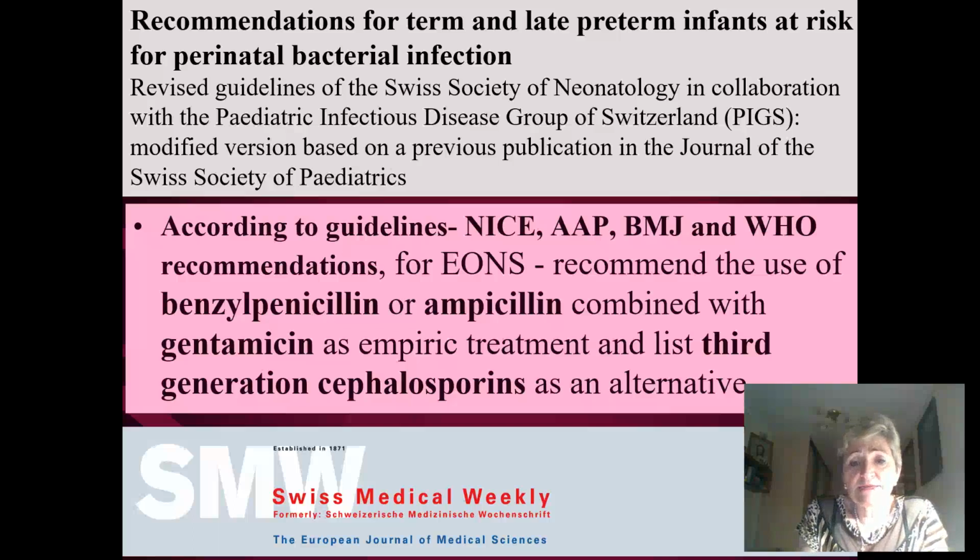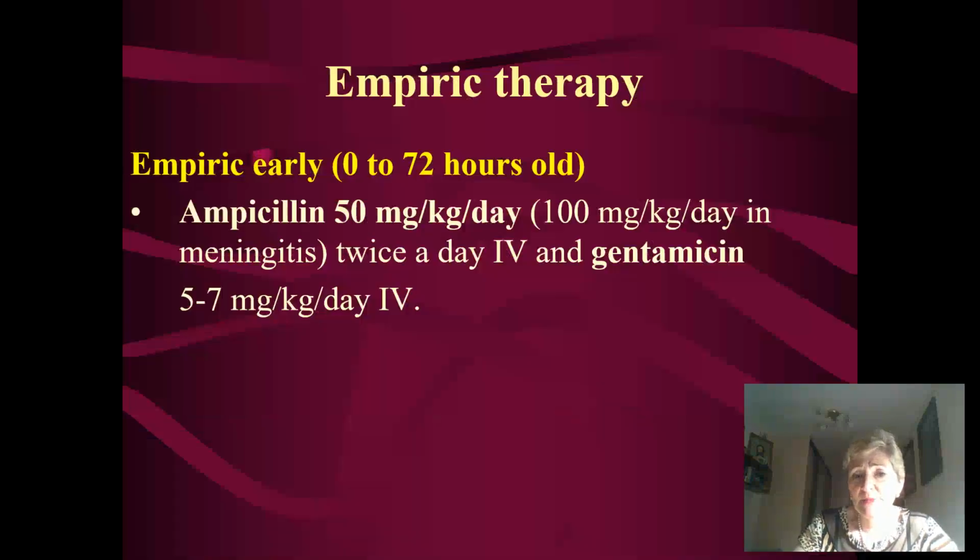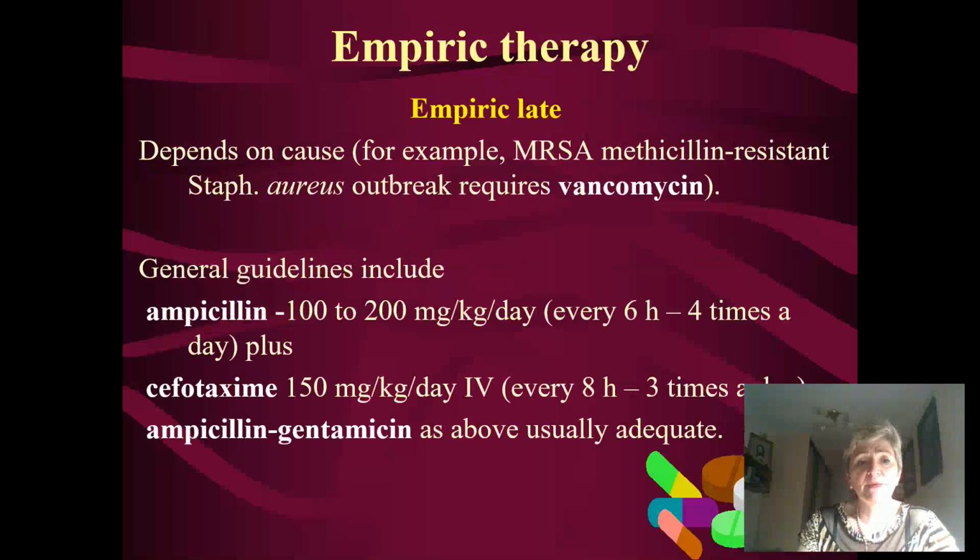According to different guidelines, NICE guidelines, the American Academy of Pediatrics, and the British Medical Journal, and according to the World Health Organization recommendation for early onset neonatal sepsis, the use of benzylpenicillin or ampicillin combined with gentamicin is recommended as empiric treatment, with a third generation cephalosporin as an alternative. For empiric therapy, I think you remember, we recommend ampicillin 50 milligram per kilogram per day up to 100 milligram per kilogram in the case of meningitis, intravenous, plus gentamicin 5-7 milligrams per kilogram.